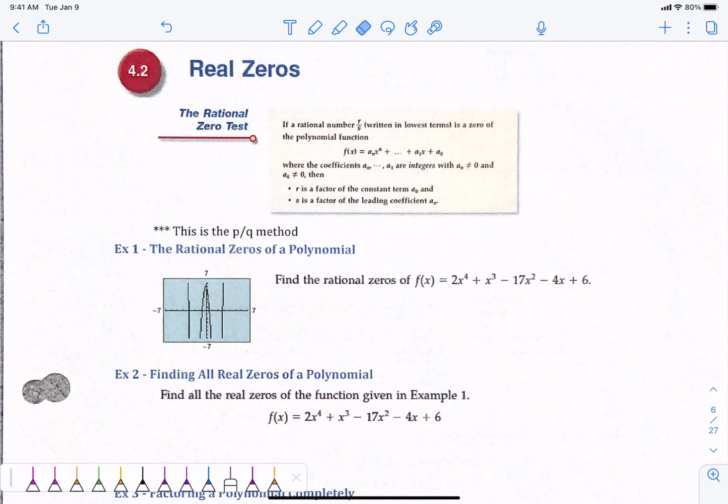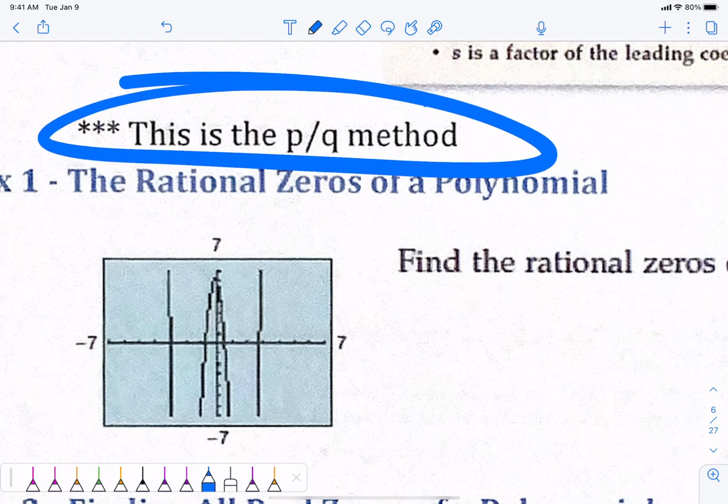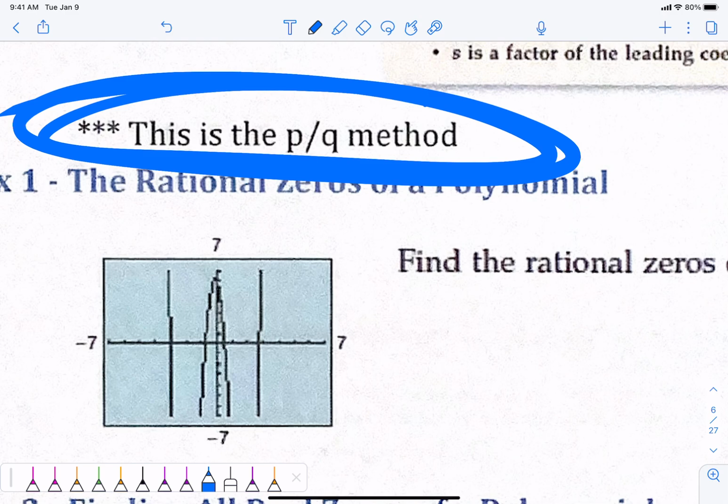I want to draw your attention to this thing, which I call the P over Q method. This is unpleasant. I'm not going to lie to you and sugarcoat it and say that it's going to be nice, because it's not. So I need your full and undivided attention. The P over Q method, okay? Sometimes factoring things does not work. Sometimes you cannot break them down. Sometimes it's not very nice.